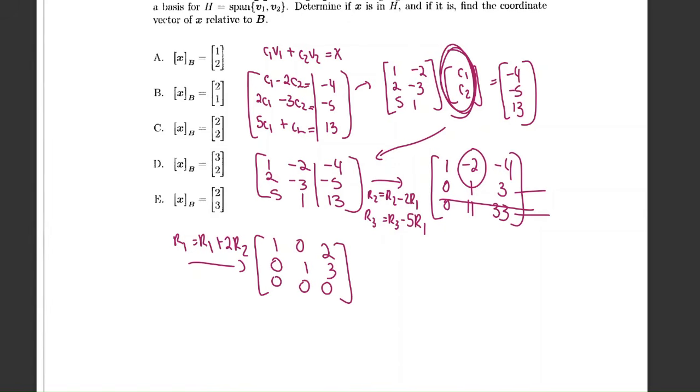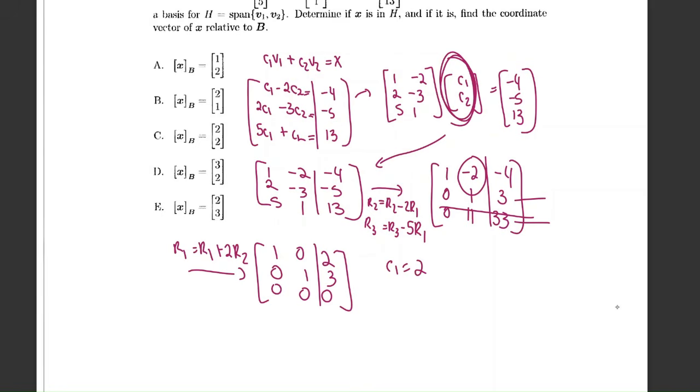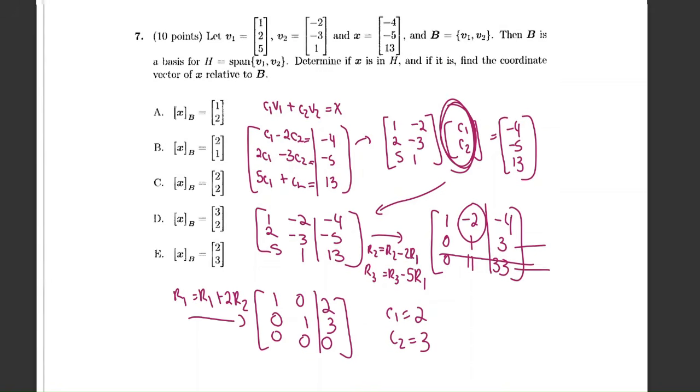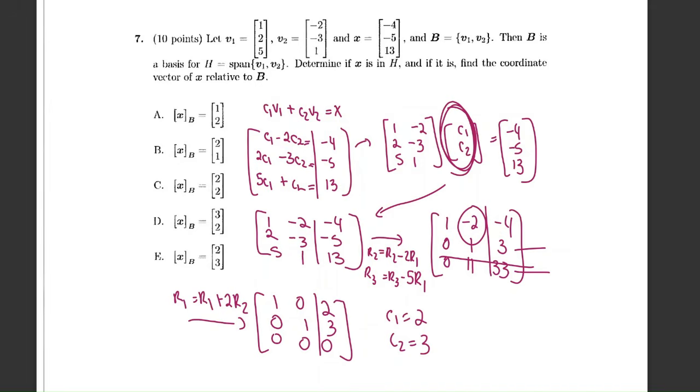Okay, so I forgot to put this down here, but now you can see that we have a solution. So C1 equals 2, and C2 equals 3. And so we want to find, so yes, X is in H, and to find the coordinate vector of X relative to B, that means that our coordinate system is we're trying to find the coordinates of X along V1 and V2, because we're trying to find it relative to this basis.